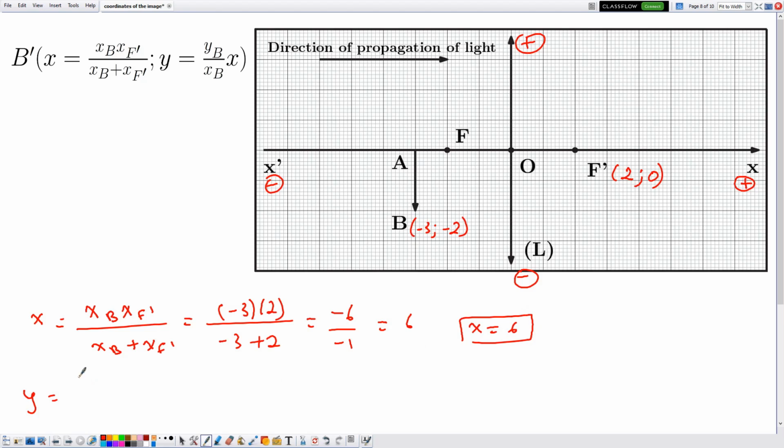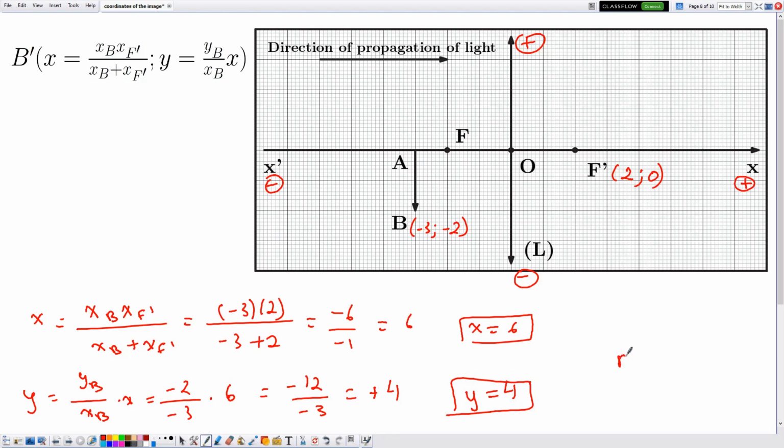Now let's calculate the value of y, which is given by yb divided by xb multiplied by x. yb is equal to minus 3, xb is equal to minus 2, the value of x we have already calculated, which is 6. This will give us minus 18 divided by minus 2, so the value of y, sorry, here I have made a mistake. The value of yb is minus 2, the value of xb is minus 3, and multiplying by x, which is 6. So minus 12 divided by minus 3, this will give us plus 4. So the value of y is plus 4.